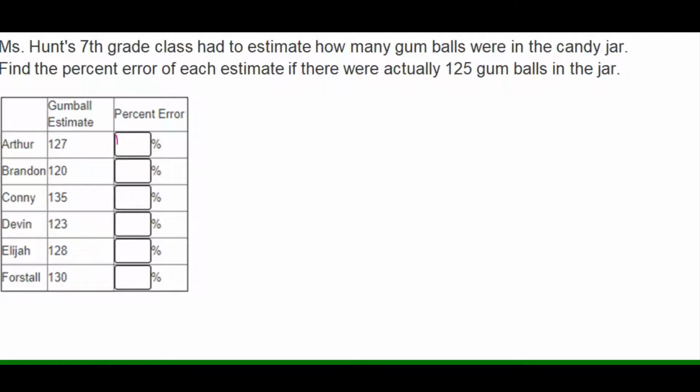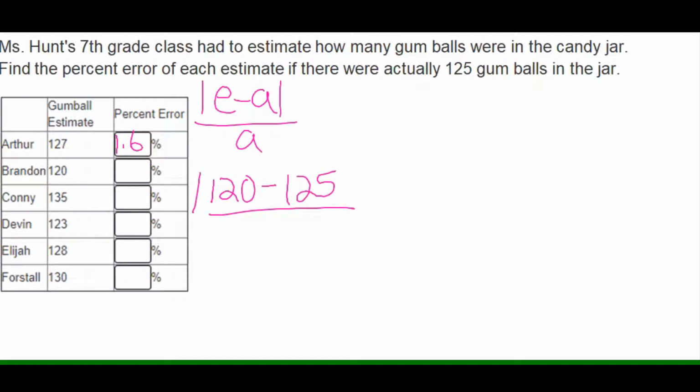For the second one, for Brandon, I'm going to do the same thing. E minus A over A. The estimated value is 120 minus the actual value, which is 125. Make sure it's an absolute value. Then I'm going to put that over 125. 120 minus 125 is actually -5, but since it's an absolute value, it's just going to be a positive 5.